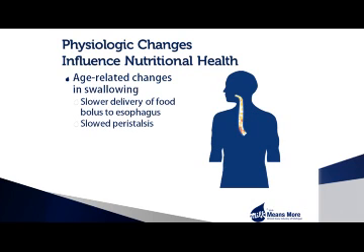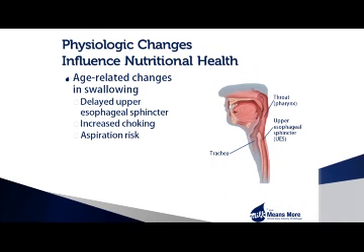Neuromuscular changes slow swallowing. Compared to younger adults, the tongue more slowly pushes chewed food into the esophagus. Esophageal peristalsis is also slower. Upper esophageal sphincter opening is delayed. This increases the risk of food residue entering the airways, causing choking and aspiration.